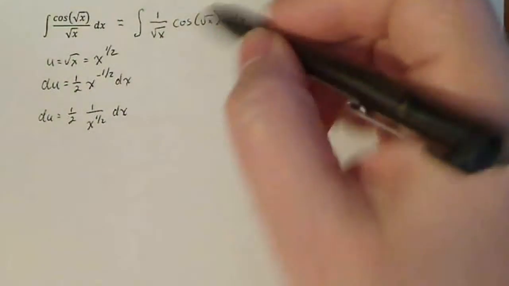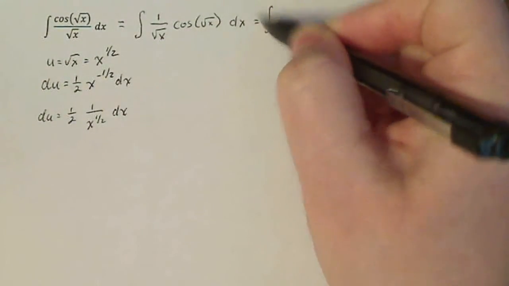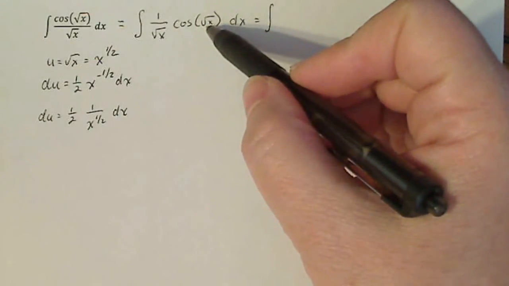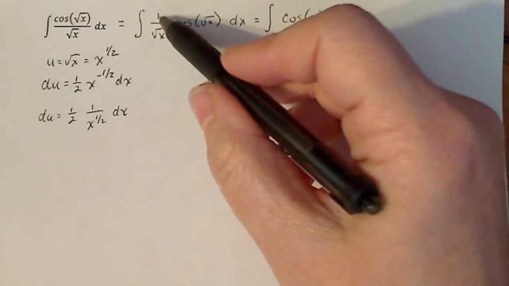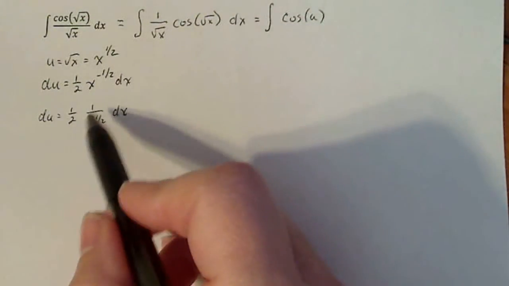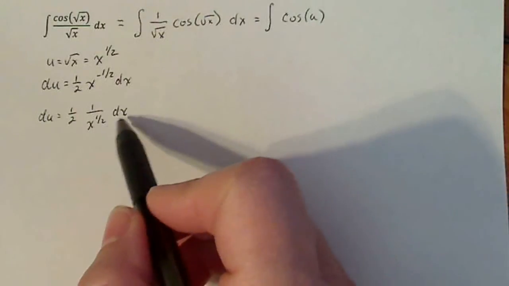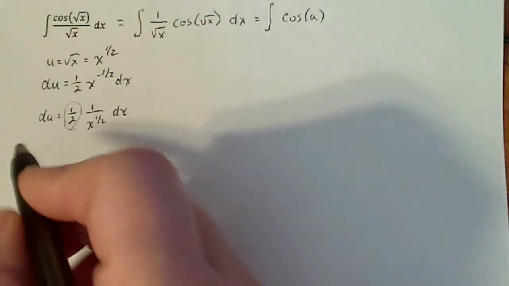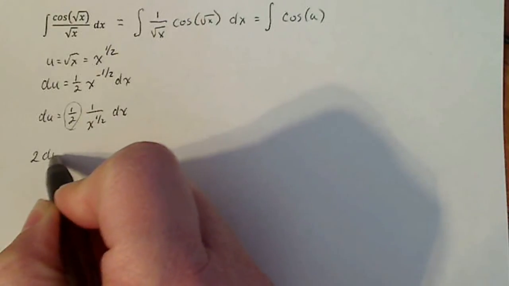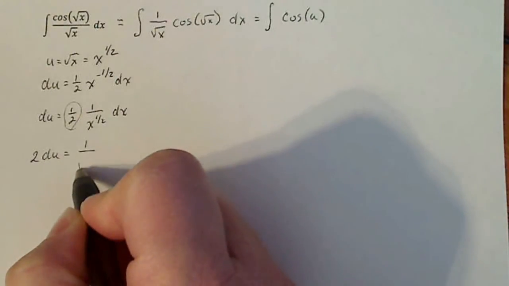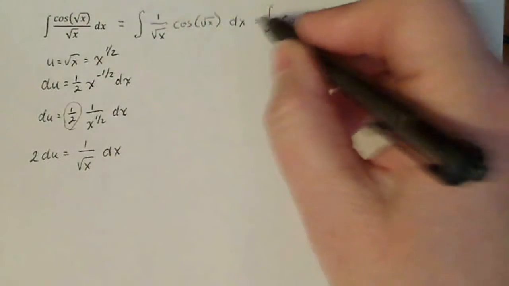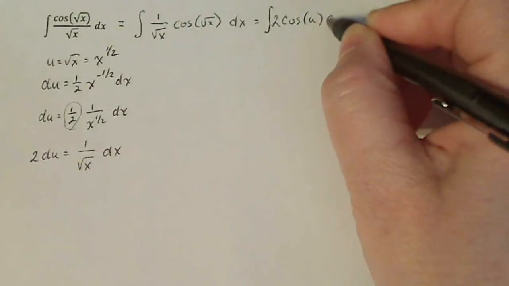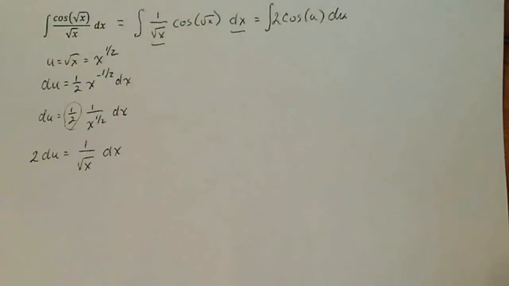Now, let's do the substitution. So the square root of x becomes u. Then I need 1 over x dx. Well, I have 1 over square root of x dx, but I got this 1/2 involved here. So I'm going to multiply both sides by 2. And then 2 du is 1 over square root of x dx. So that means that 2 du substitutes in for 1 over square root of x dx.